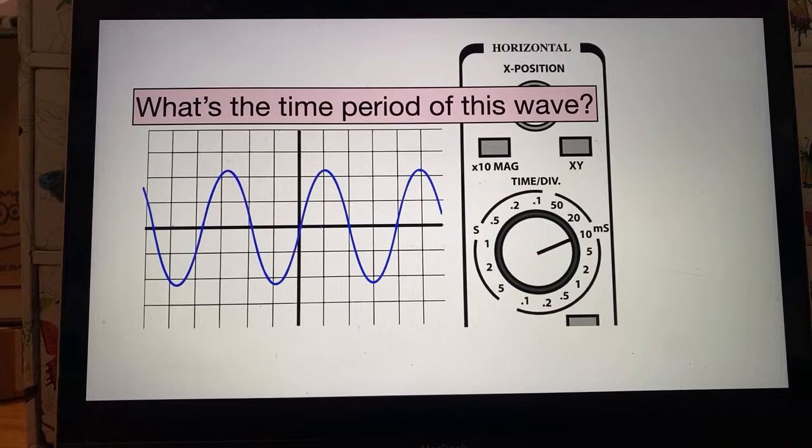What about this one? So this time the very middle, the midpoint of the wave is crossing the x-axis at 0. It's going all the way up and all the way down and all the way up again, and it's hitting where the y-axis equals 0 after 4 divisions. And the time per division knob is on 10 milliseconds.